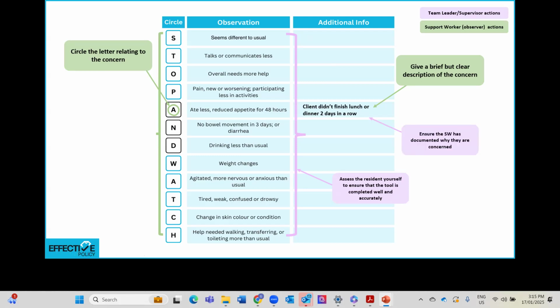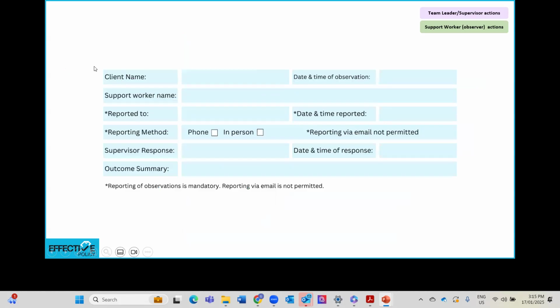Ensure that the support worker has documented why they are concerned. It's really important for you, if you're the manager, team leader or owner, that you're going to be looking at this. Ensure that they've said why they are concerned, and they have. The client didn't finish their lunch or dinner for 2 days in a row. So here's this part here.